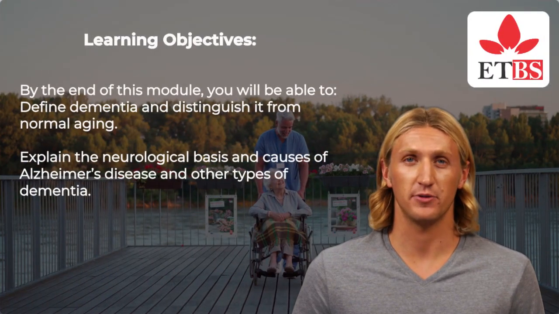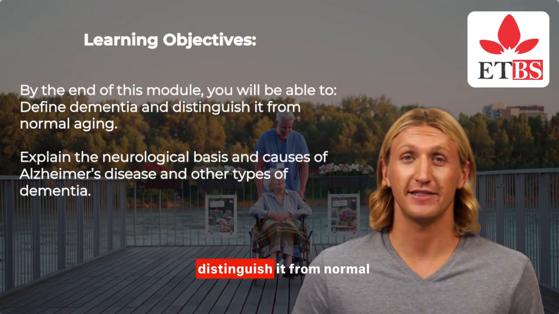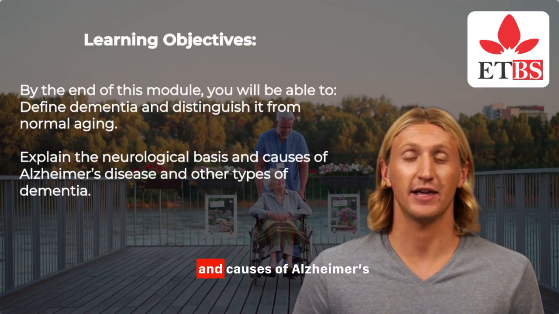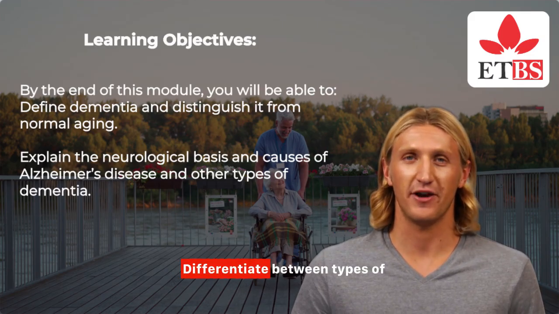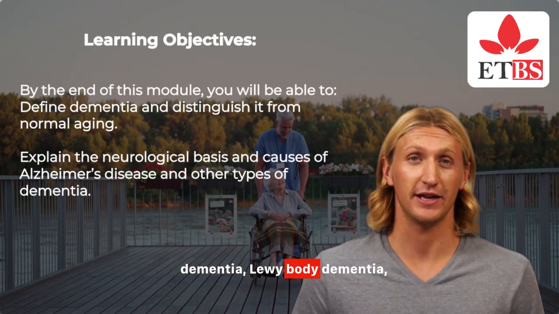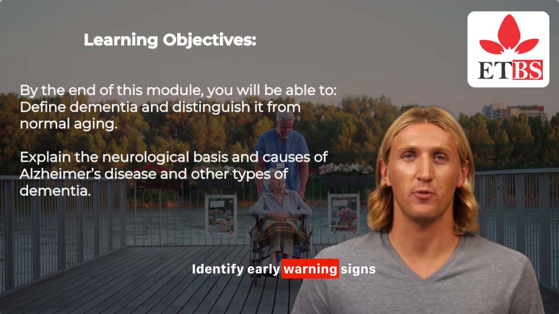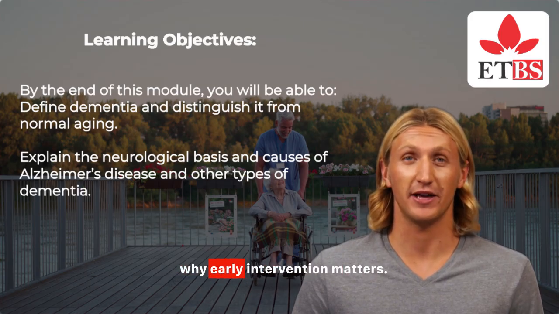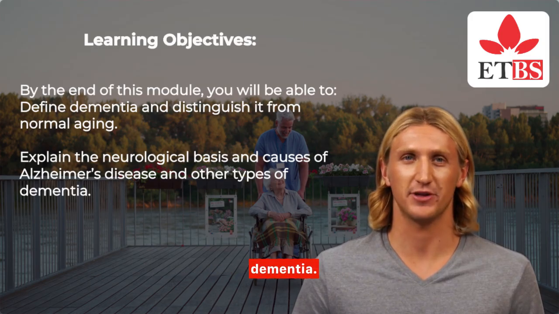Learning objectives. By the end of this module, you will be able to define dementia and distinguish it from normal aging, explain the neurological basis and causes of Alzheimer's disease and other types of dementia, differentiate between types of dementia including Alzheimer's, vascular dementia, Lewy body dementia, frontotemporal dementia, and mixed dementia, identify early warning signs and progressive symptoms, understand diagnostic methods and why early intervention matters, recognize the emotional, physical, and societal impacts of dementia.